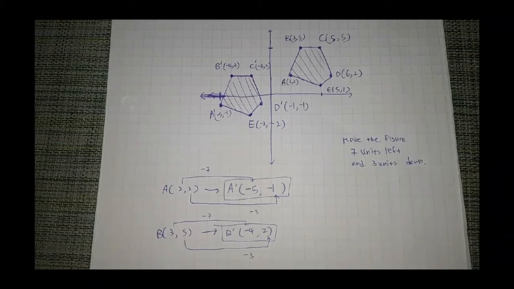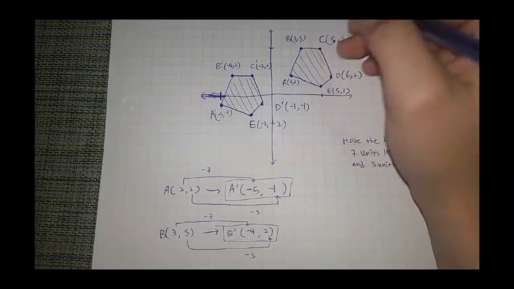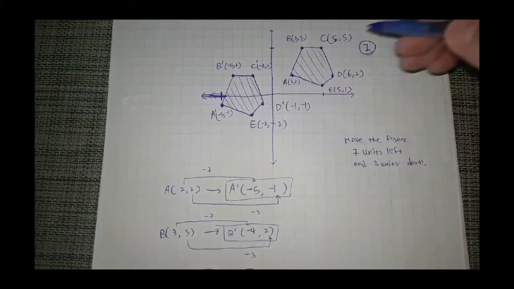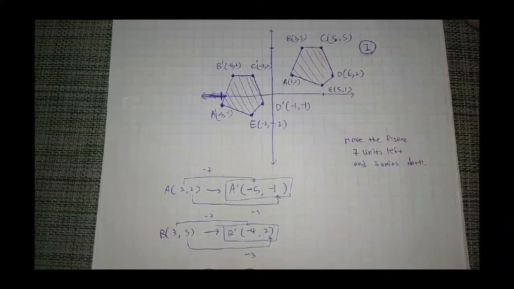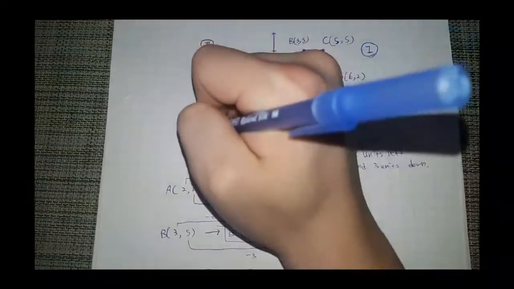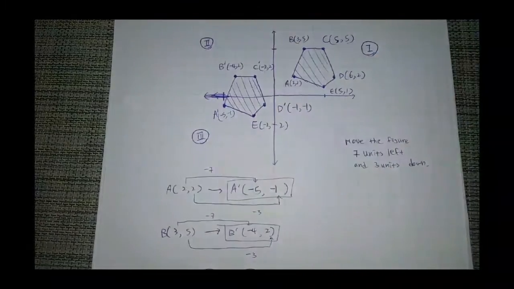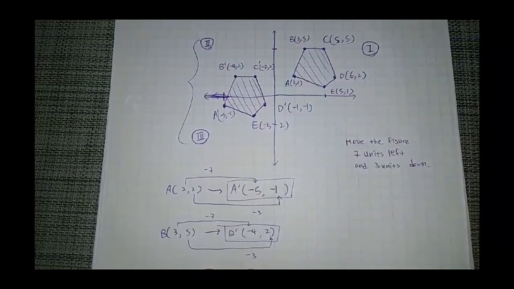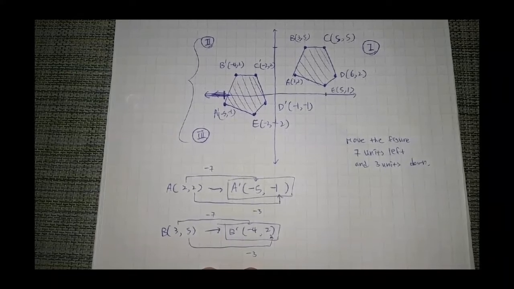Now, quadrant. My first object was located in quadrant 1, where x is positive, y is positive. The second figure is located in quadrants 2 and 3. So it is a good idea to have that in your mind. Sometimes the question asks you where it moves, those kinds of things. So just a heads up.